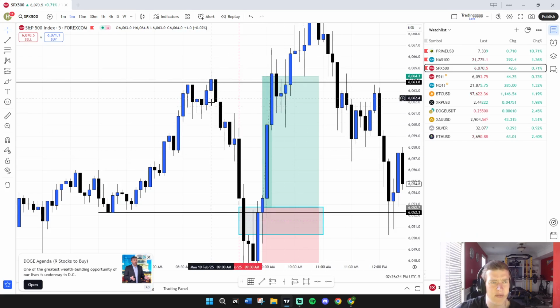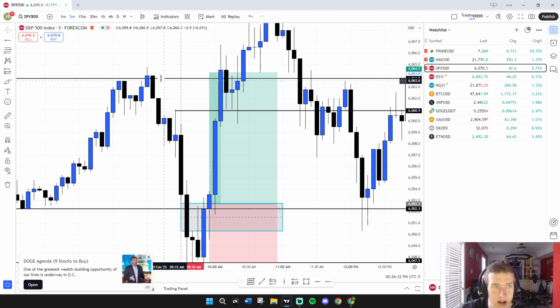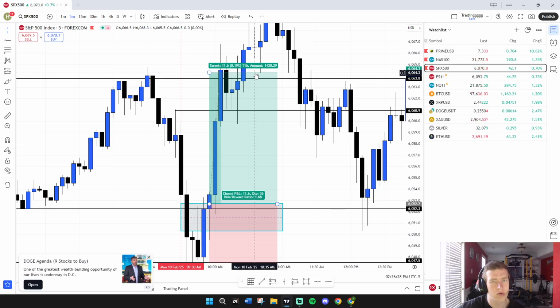Could have had my take profit a little bit higher, but that doesn't matter right now. I had two take profits. My first one was up here at this high. It was just a 5-minute high. And then my second was up here. So it's about a 1.68 risk to reward. Not too bad.